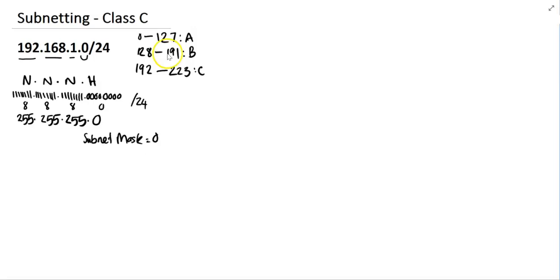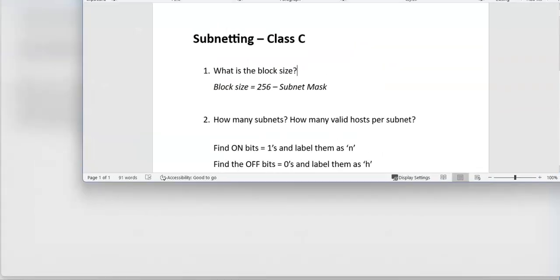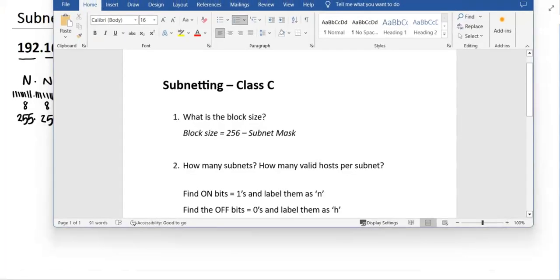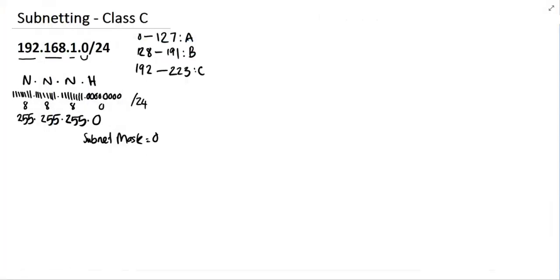So that actually brought us to the level where we can answer the questions. First of all, we check the block size, and block size is 256 minus subnet mask. Let's answer that question, the first question. Block size, let's call it BZ, equals 256 minus the mask, or subnet mask, whatever you like. The 256 is the formula, minus mask, which here is 0. So the block size here is 256.